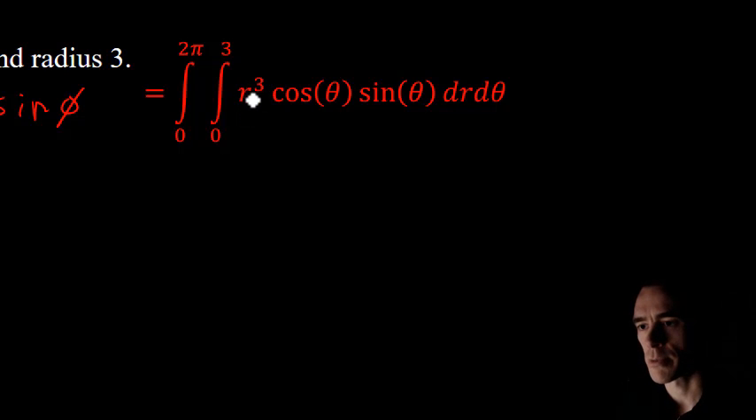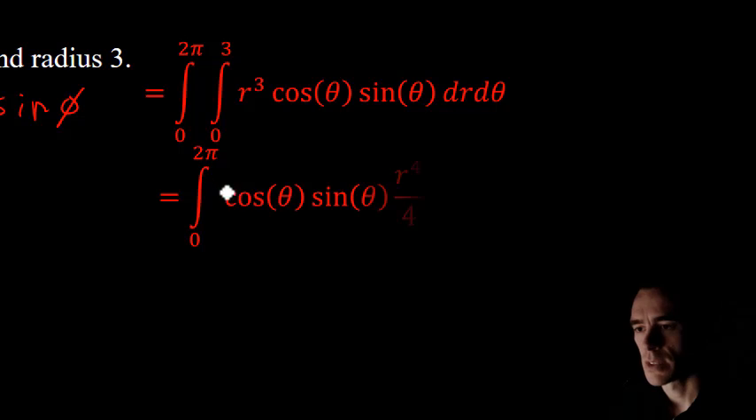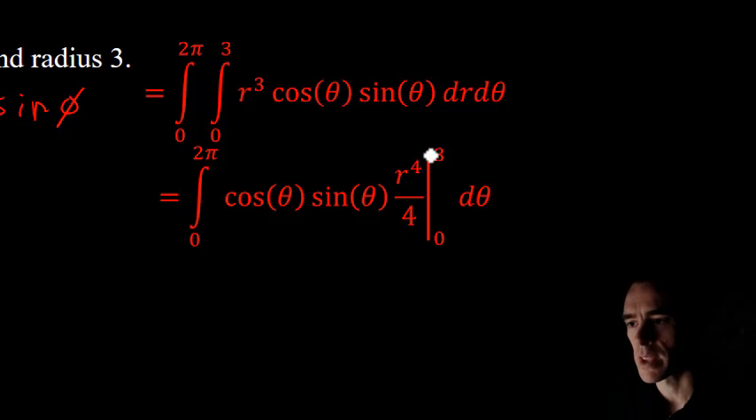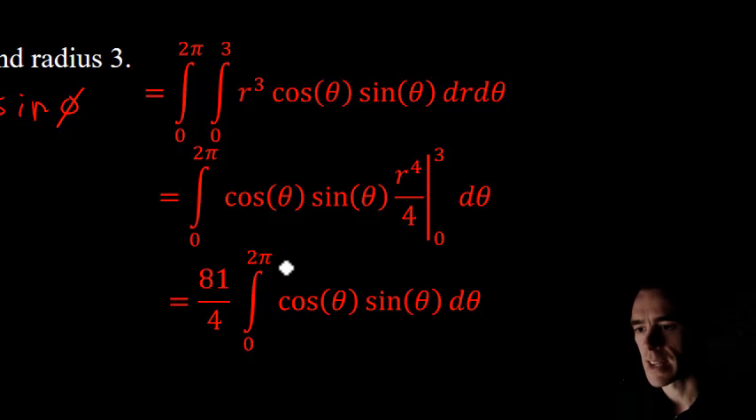That's just going to be r to the 4th over 4. We want to evaluate at our limits 3 and 0, and of course if we plug in 0 for r, that's going to be 0, so we're really just concerned about plugging in this 3 for r, and 3 to the 4th turns out to be 81 over 4. So we can just take that 81 over 4 constant and bring it out to the front, and now we have this integral to work with, which is a little bit more difficult because we have two trig functions.